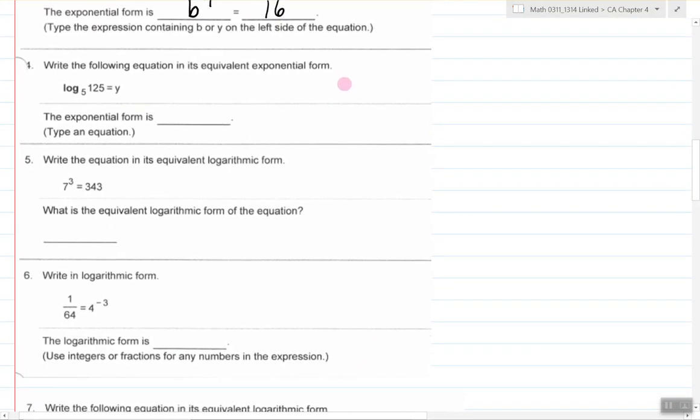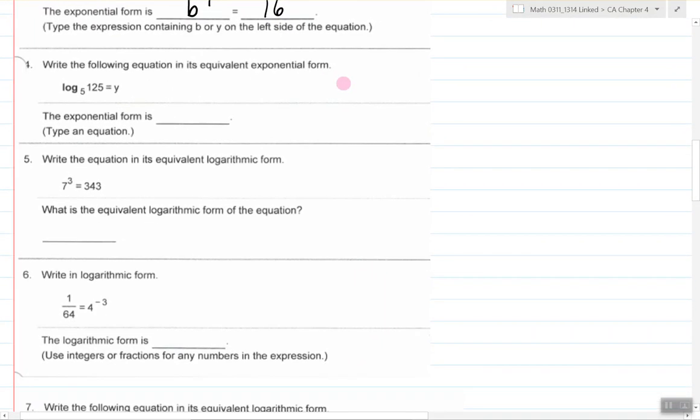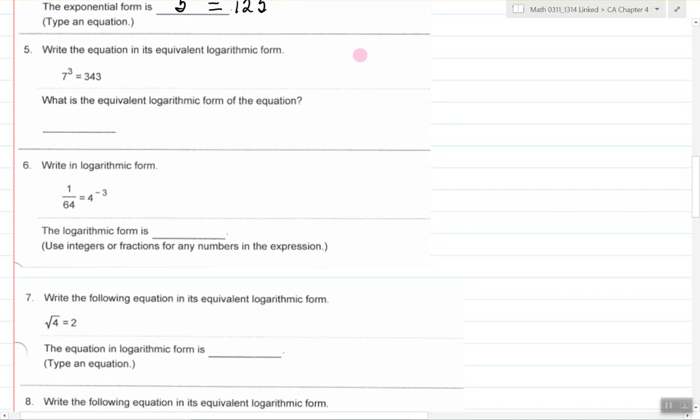Number 4, we're back to normal phrasing. How do I write this in exponential form? Write the base 5. Write the exponent. Remember, the exponent is what the log is equal to. The exponential statement is equal to the argument. Now we're going to reverse things. We're going to write some exponential statements into log statements.